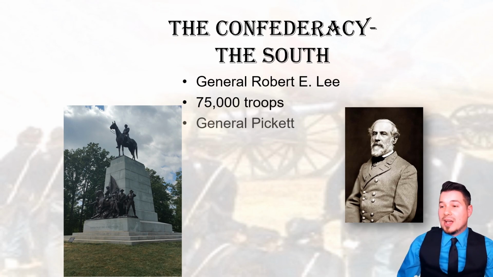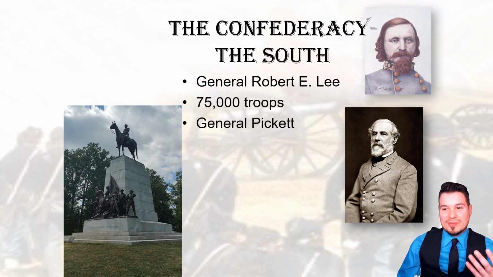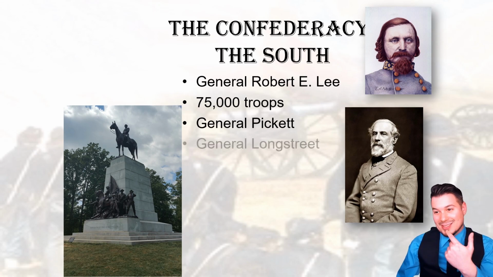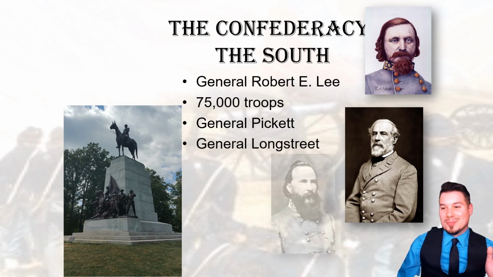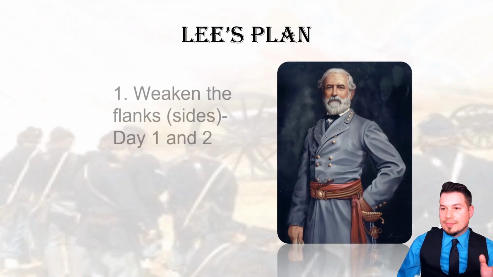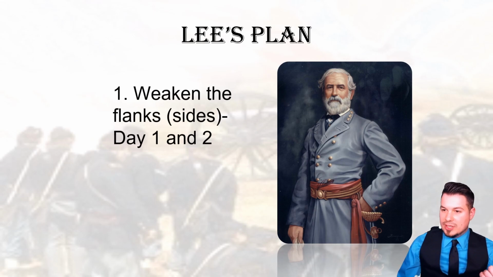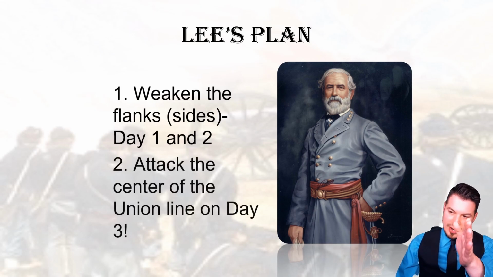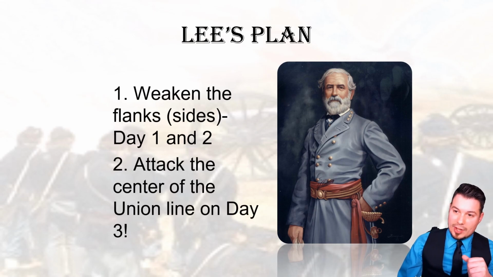He's going to have 75,000 troops. Again, probably the most famous person under him during this battle is General Pickett, although, arguably, Longstreet is huge in this battle. So, Lee's plan is pretty simple: weaken the flanks, which he does on day 1 and day 2, and attack the center of the line. You're going to see these in the battle maps as well.